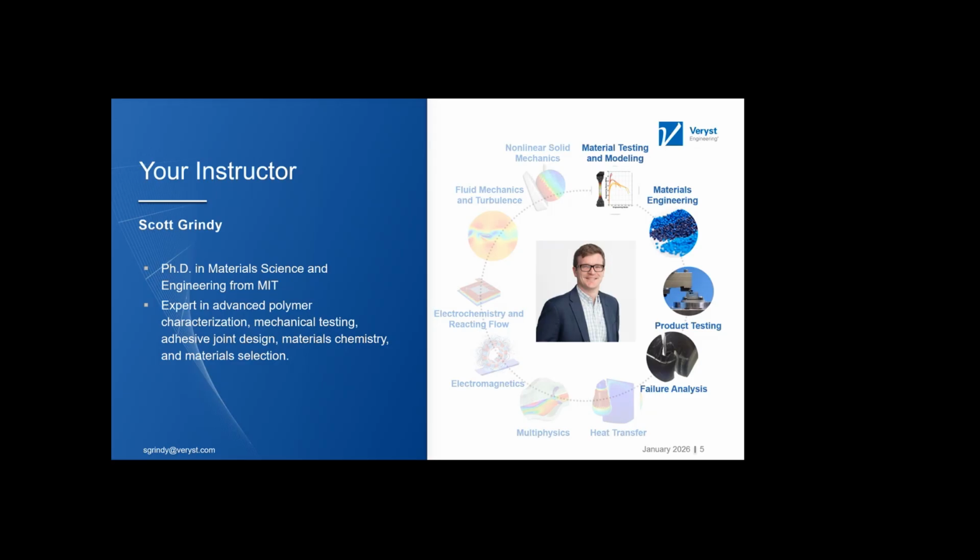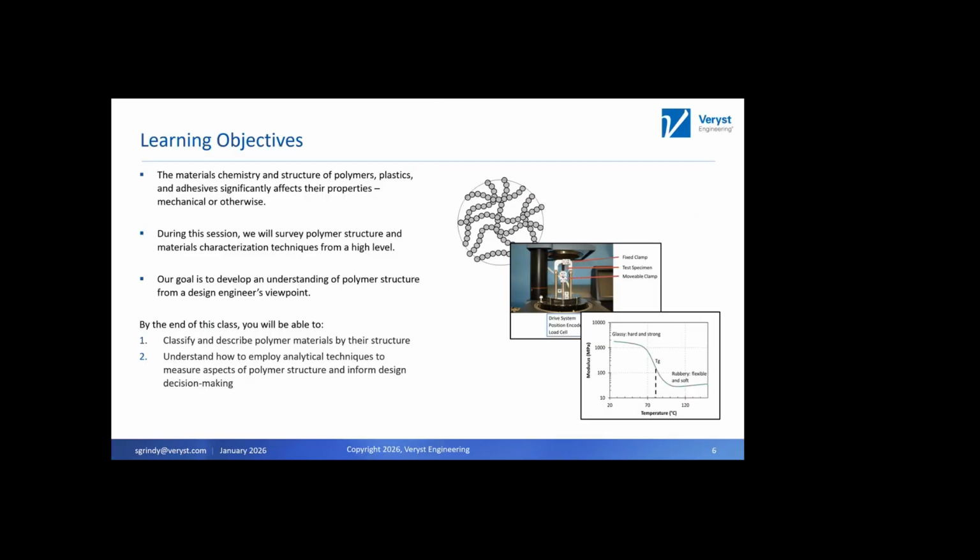So, to move right along, just to go over our overall learning objectives, there's a couple of bullet points from a very high level. What I like to think about this course is that the materials chemistry and structure of polymers, plastics, and adhesives significantly affects their properties, mechanical or otherwise. And so our goal during this session is to really survey polymer structure and characterization techniques from a very high level.